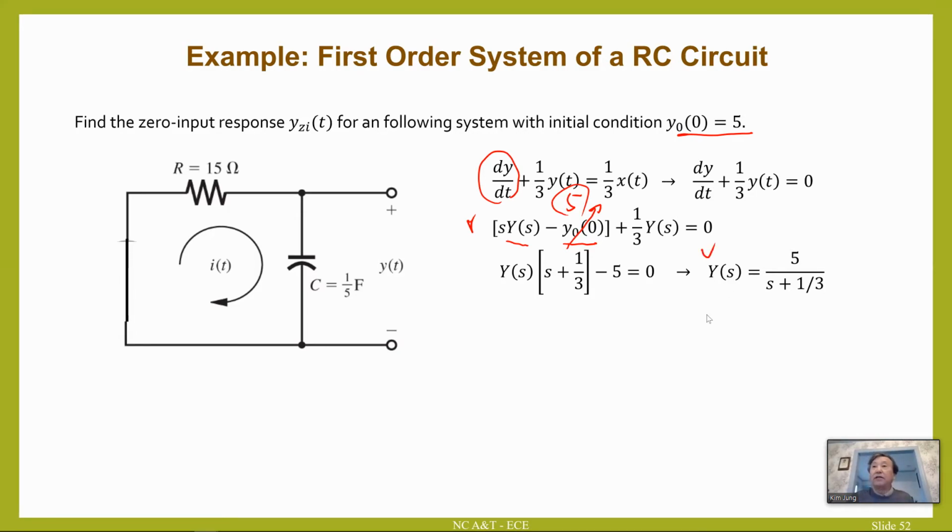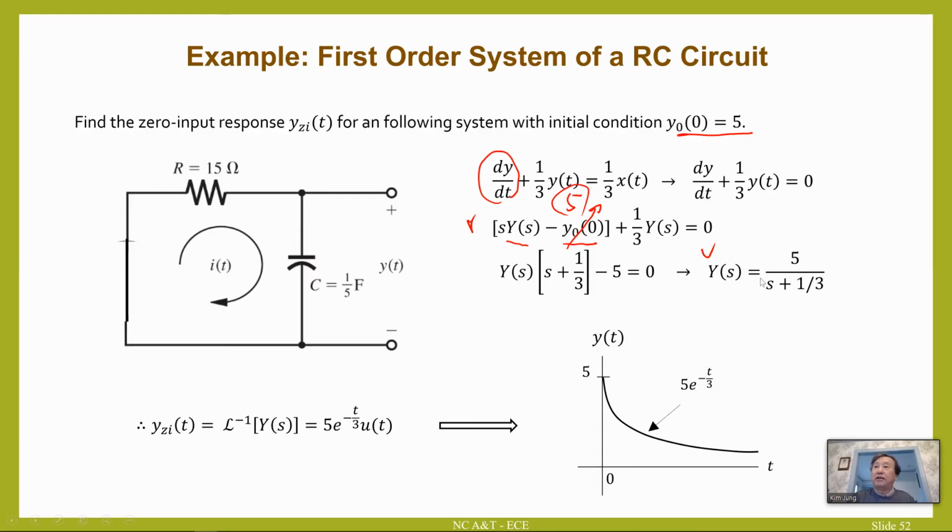And now the inverse Laplace transform. Everybody knows the inverse Laplace transform. This is just 5 times e to the power of minus 1/3 t, u of t. So the graph is this. This is the general input response. The discharge is eventually going to approach zero, dissipated through the resistor. Okay. Dr. Kemp.